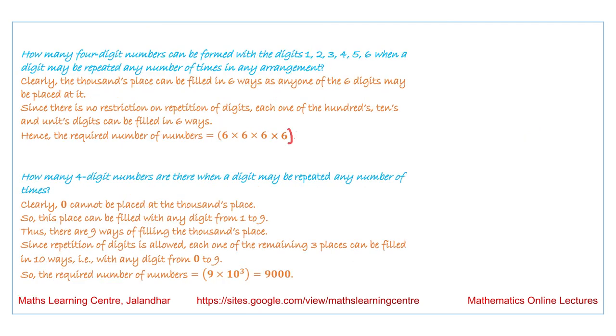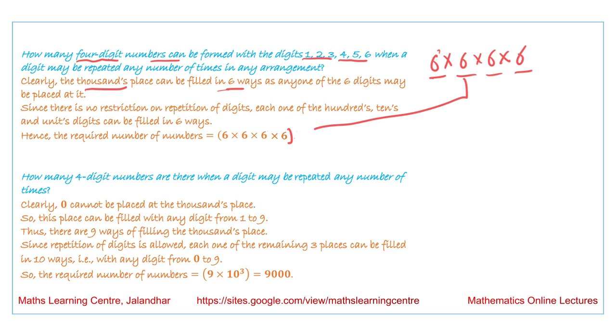Next is how many 4-digit numbers can be formed from the digits. We have total 6 digits given to us. So we are having a 4-digit number. The thousands place can be filled in 6 ways. This can be filled in 6 ways. This can be filled in 6 ways. This can be filled in 6 ways. So the total number of options we will have over here is 1296.